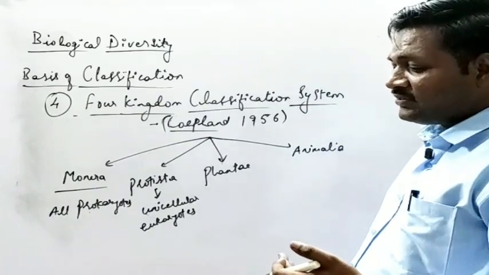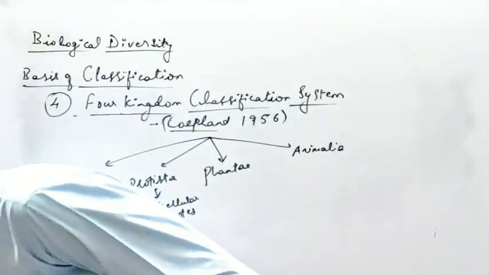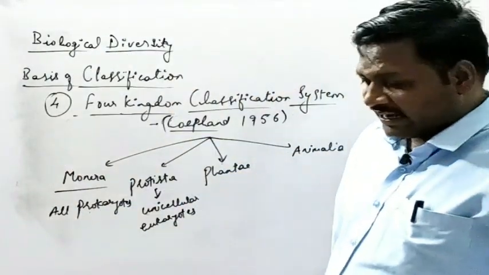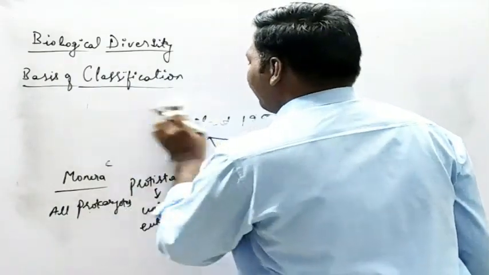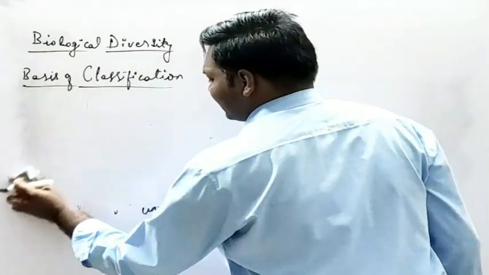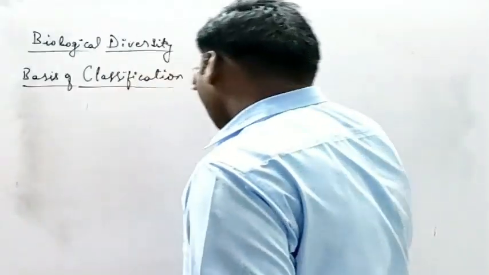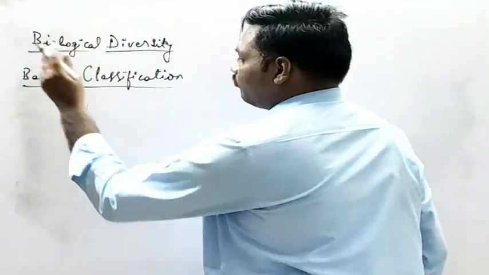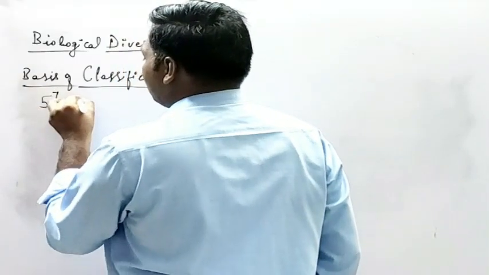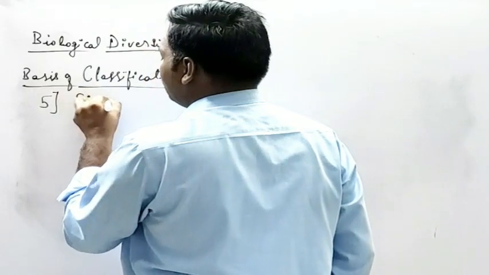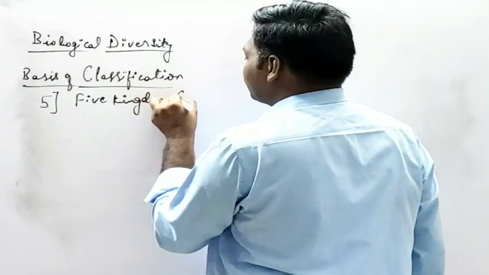Apart from this 4 kingdom classification, there was one more classification system which was proposed by R.H. Whittaker. Okay, so R.H. Whittaker in the year 1969 proposed the 5 kingdom classification system. Let's discuss about it. So the fifth, that is the 5 kingdom classification.